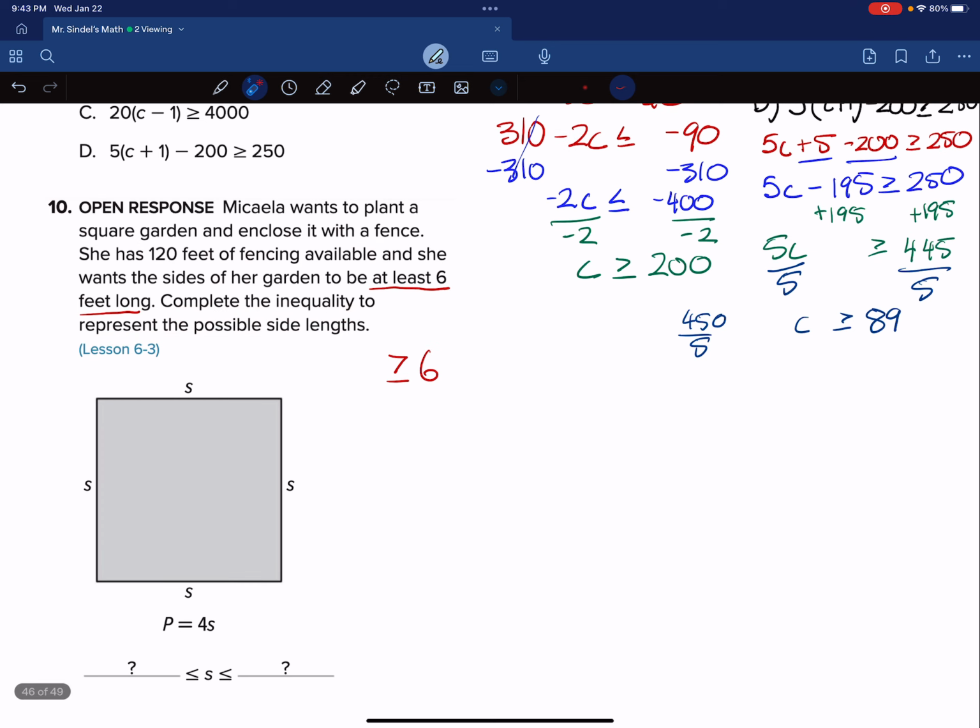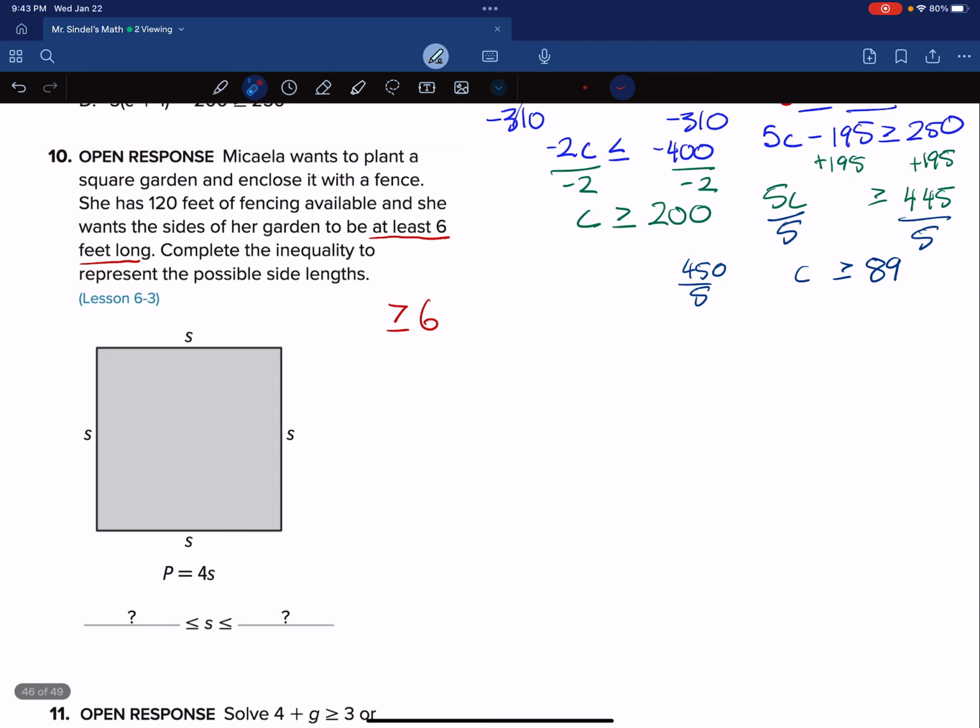Okay, well, I know it's asking for the range of values. So we need to set up an inequality and then solve it for this one. This one will be fun. Okay, so let me reread the problem to see if I can get some more clues. She has 120 feet of fencing. Somehow I'm going to be using 120. And she wants the sides of her garden to be at least 6 feet long. Okay, I understand.